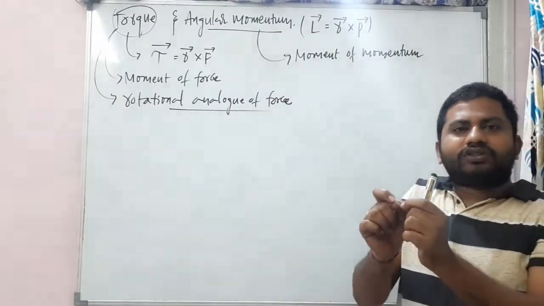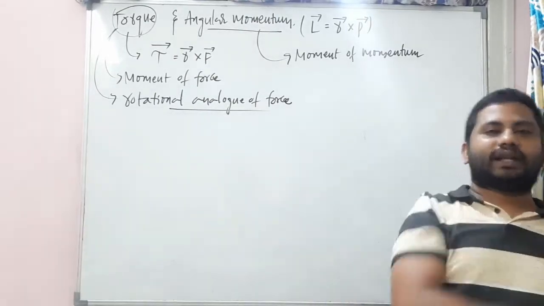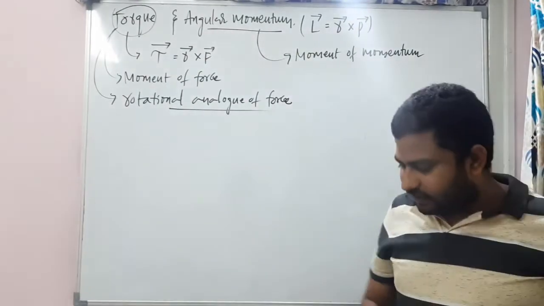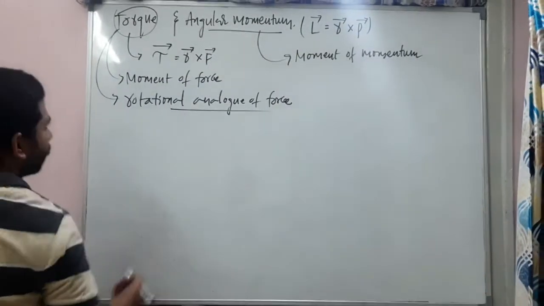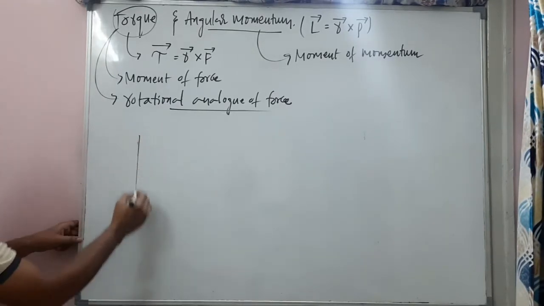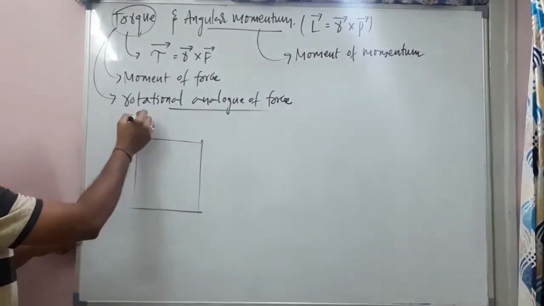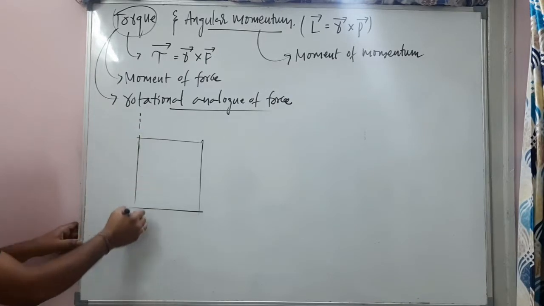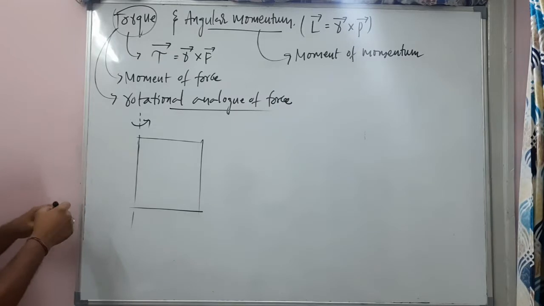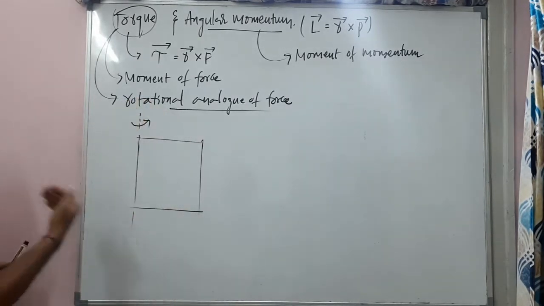If the same force is causing the body to rotate, then that force is called torque. How simple it is. Let's take a small example: opening the door. Observe carefully. This is the door. This is called the hinge, my dear children. About this axis of rotation, this door can rotate like this.